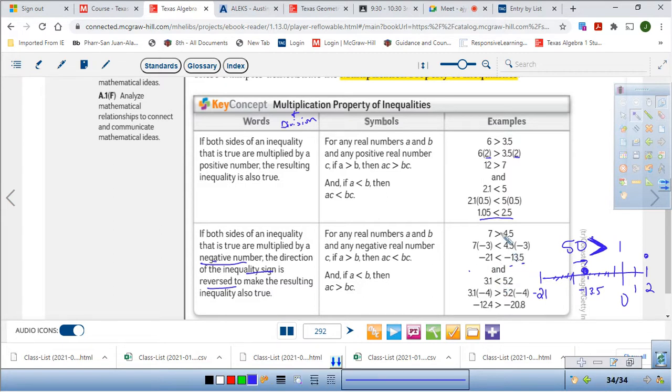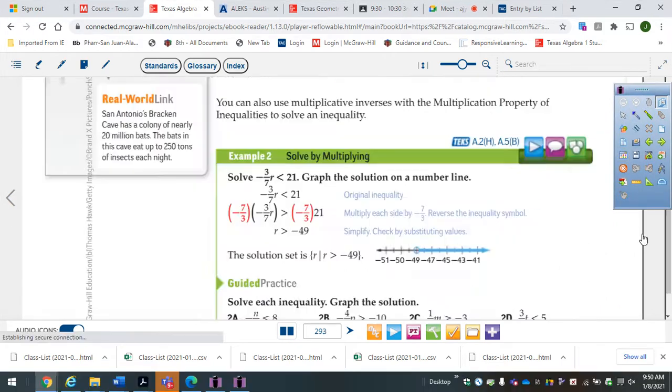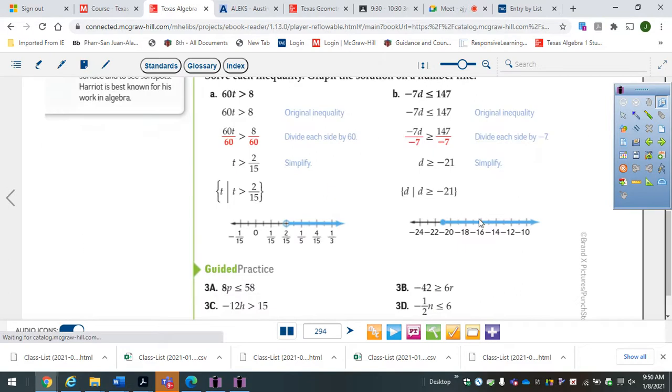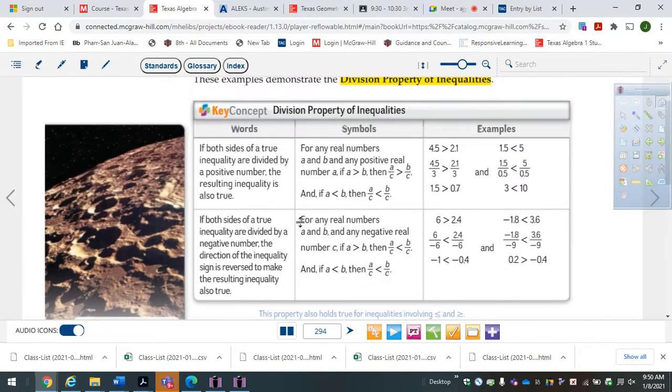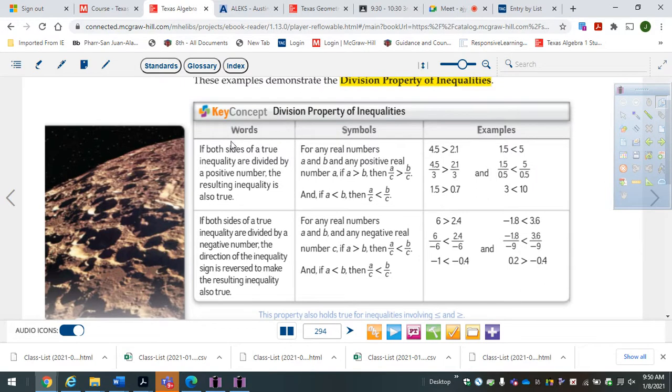Okay? Now the rule is, if you divide by a negative, multiply by a negative, it switches. You understand that? If you multiply by a negative, you see I'm multiplying by a negative, then it switches. Let me go to the rules for the division one. Here's the division properties. Same properties. If you multiply an inequality by a positive number, the resulting inequality is also true. So if I had 4.5, you see that? And it's greater than 2.1, and I divide it by a 3, dividing both sides by the same number, it's still true. Inequality side stays the same.